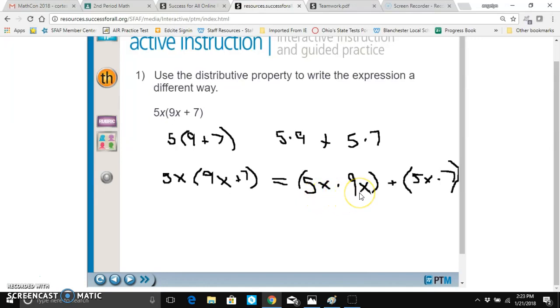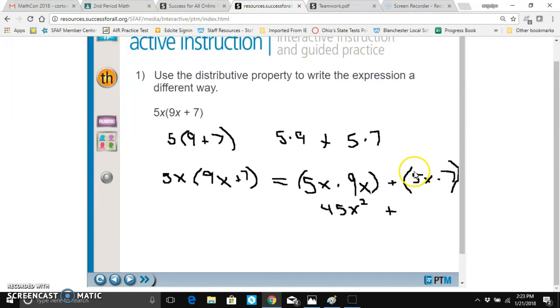5x times 9x. Remember, the properties of multiplication say that you're allowed to take two terms and combine them, shove them all together because of multiplication. Now be careful because with addition, like here, you can't put the 7 with the 9x. But with multiplication, it's different. You're allowed to put everything together. So 5 times 9 is 45. x times x. Remember, repeated multiplication is an exponent, so this would be x to the second power.